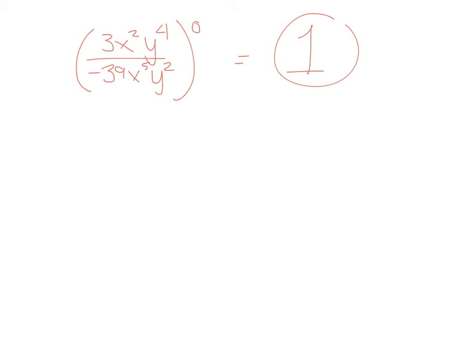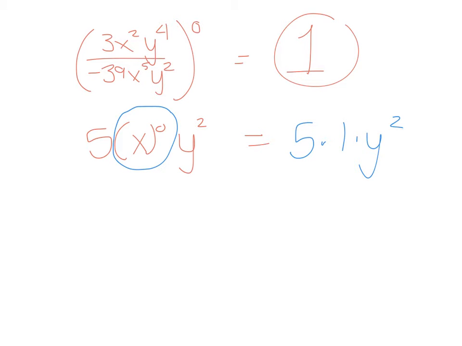More likely, you'll see something like, let's say, 5 times x to the 0 power times y squared. Well, now only this part is being put to the 0 power, and that equals 1. So that's 5 times 1 times y squared, which would be 5y squared.